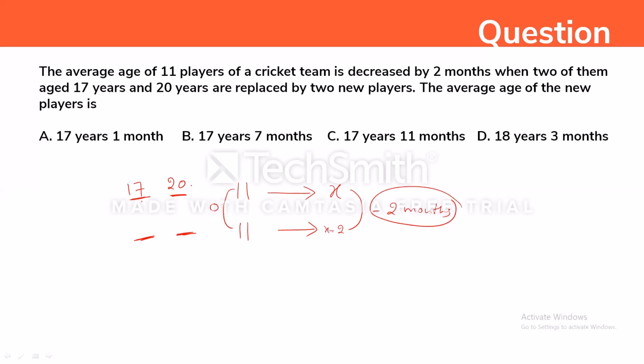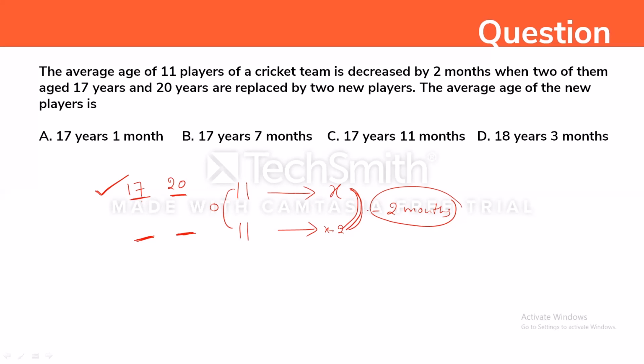Okay, now because of that, the average is decreasing by 2 months. I can easily say by this logic that the average is decreasing, which means for sure that the players who were there at the start have an age more than the new players' age, correct? Because the new players' age is less, that's the reason the average is getting decreased, just by simple logic.